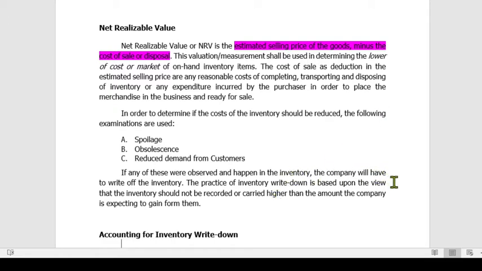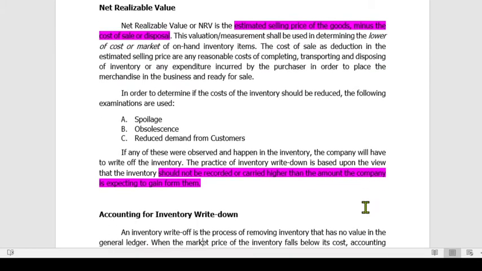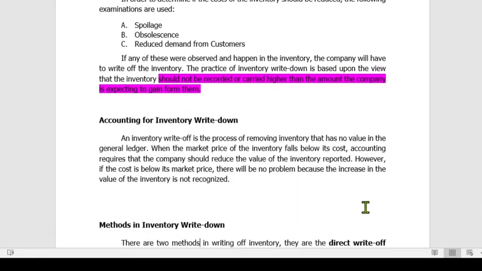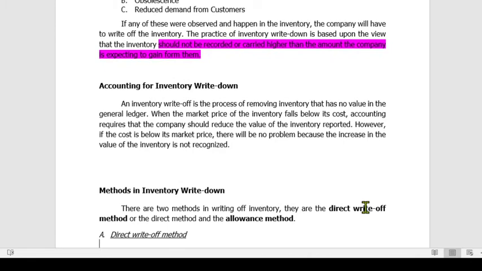The practice of inventory write-down is based upon the view that the inventory should not be recorded higher than the amount the company is expected to gain from them. Yung prudence and conservatism. Hindi pwede na overstated ang inventory pero kapag binenta mo, you will actually be selling it at a lower amount. So, yun yung reason kung bakit the inventory should always be measured at the lower of cost or net realizable value, or your LCNRV.